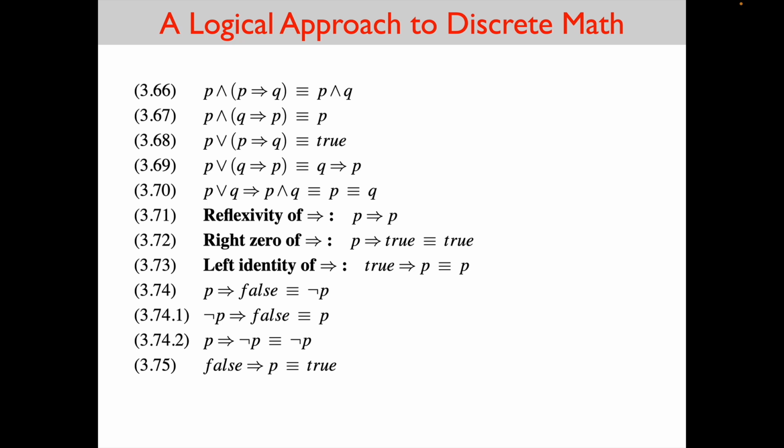So these will be important when they are the basis of a few meta-theorems that we are going to look at in the next chapter. 3.74, P implies false equals not P. And not P implies false equivals P, and P implies not P equivals not P. 3.74.1 and .2 are not in our textbook, but they are nice little theorems nonetheless. And 3.75 is false implies P equivals true. So false implies anything equivals true.